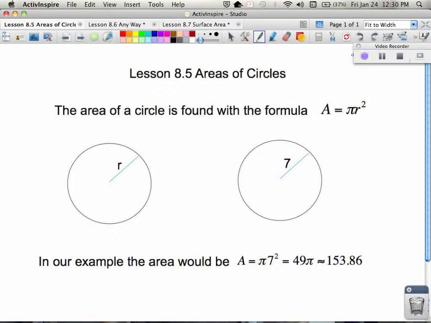In lesson 8.5, we're going to be talking about the area of circles. And most math teachers will teach you that the area of a circle is going to be pi times the radius squared. Sometimes I prefer to write it as the area of a circle equals the radius squared times pi. Remember that pi is actually an irrational number that never terminates or repeats, but is roughly, if you're going to use a couple decimals, 3.14.